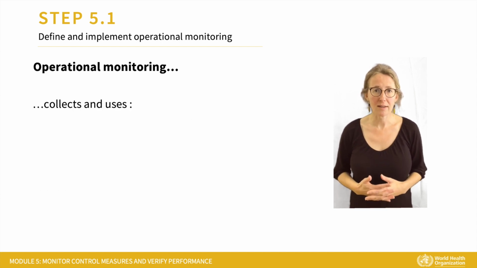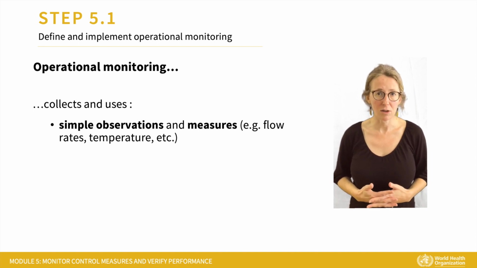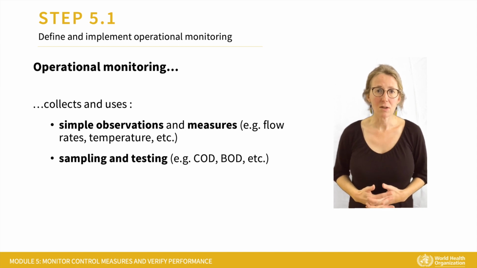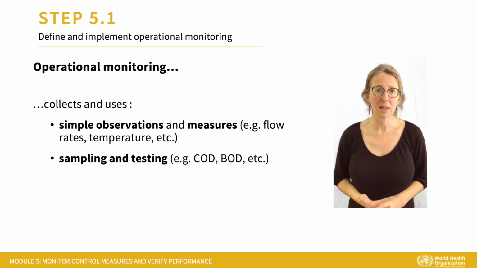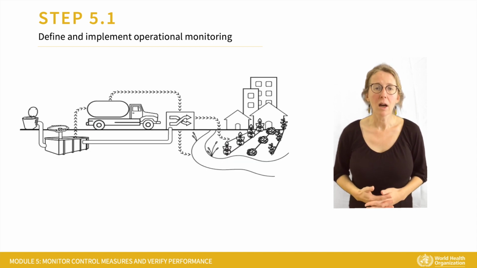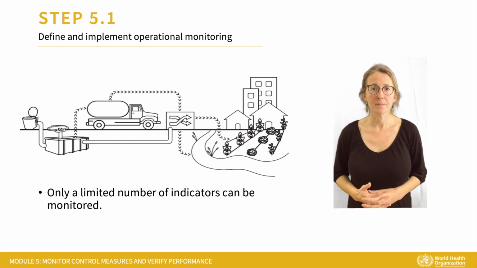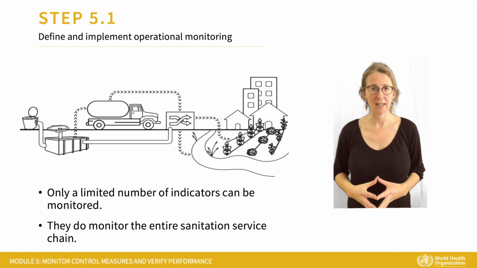Operational monitoring collects and uses simple observation and measures such as flow rate to check on retention times, temperature of composting, observation of on-farm practices, and so on. It uses sampling and testing such as chemical oxygen demand, biochemical oxygen demand, and suspended solids. Practical considerations dictate that only a limited number of indicators can be monitored. However, we need to ensure that they do monitor the entire sanitation service chain.